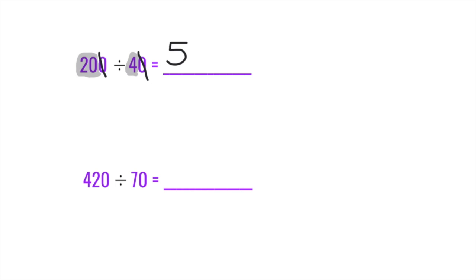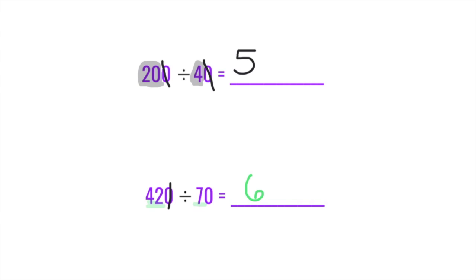Our last example, 420 divided by 70. We have 42 divided by 7 as our basic fact, and that would be 6. And then we can cancel out some zeros. The 0 in the divisor and the dividend cancel each other out, so our answer is just 6. 420 divided by 70 equals 6.